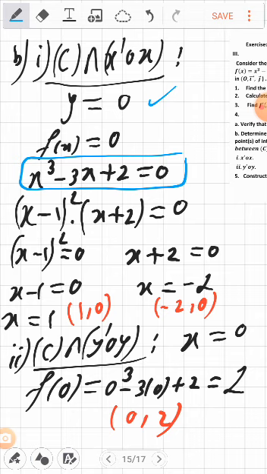So this function is x minus 1 squared into x plus 2 equal to 0. So x minus 1 squared equal to 0 or x plus 2 equal to 0. So x minus 1 equal to 0, so x equals 1. x plus 2 equal to 0, then x equals minus 2. So the points of intersection are 1, 0 and minus 2, 0. For C intersection y prime y, we replace x by 0 in the function. So 0 cubed minus 3 times 0 plus 2 is 2. This 0, 2 is the point of intersection with y prime y.